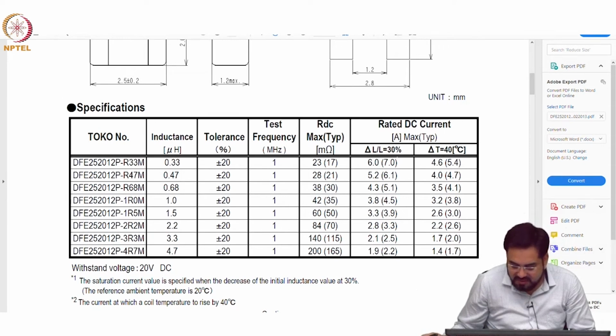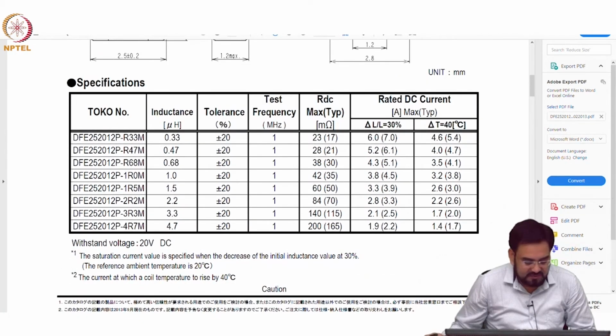Now, you have two values here; you can see delta L by L of 30%. This is your ISAT, that is what we defined, and now look at ISAT for this lower value. As the inductance goes lower, your ISAT improves and your I rated also improves, because I rated is based on temperature rise, and temperature will increase only when I squared R losses are there. So, if DCR is high, then temperature rise will be more, which means lower DCR will improve your I rated DC.